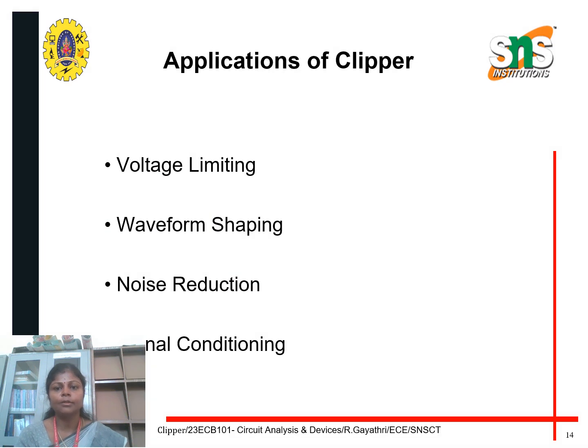Then the applications of the clipper circuit: it is used in waveform shaping, and it is also mostly used in noise reduction, voltage limiting circuits and signal conditioning circuits. The clipper is mostly used. One of the PN junction applications is the clipper circuit.